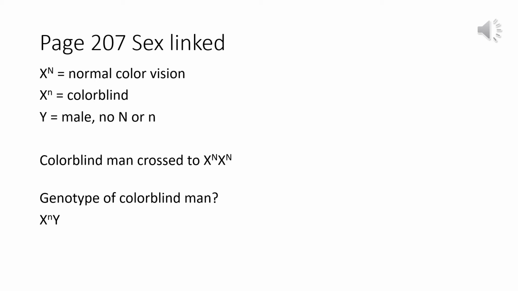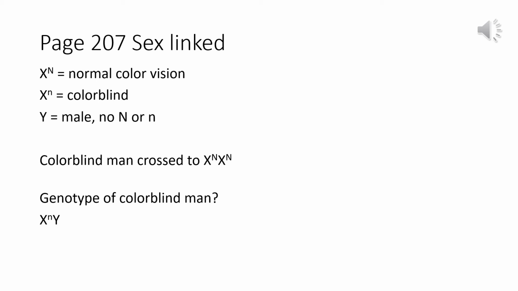An X with a big N is going to be a chromosome with normal color vision. An X with a little n is going to have a colorblind allele on it. The Y chromosome just indicates male. It does not have a big N or a little n on it. Just a Y chromosome. He's too small. He's missing that spot. So for letter A down here, normal color vision, X with a big N, is dominant over colorblind, X with a little n.